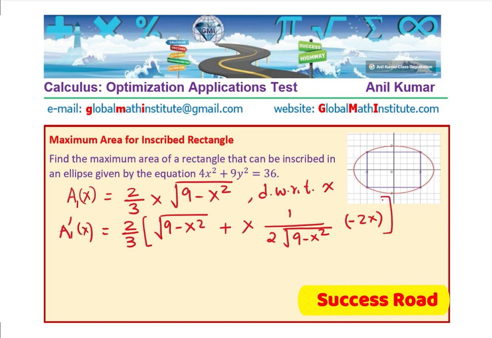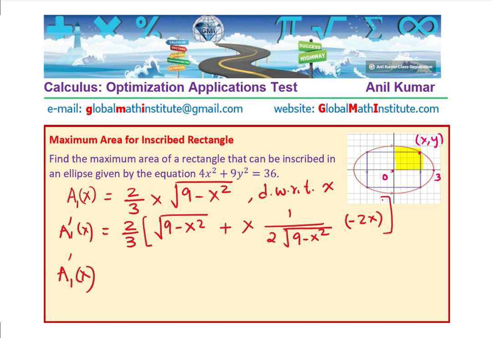Perfect. Now, to find the critical number, this derivative should be 0, right? So let's simplify it a bit more. Okay, so we are looking into the area of only the first quadrant rectangle as shown here. And the point, as you know, is this particular point, which is xy, where the x value is going from 0 to 3 maximum. Correct? So that is our function.